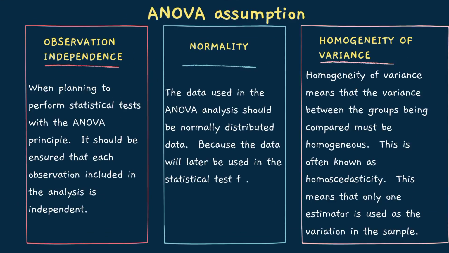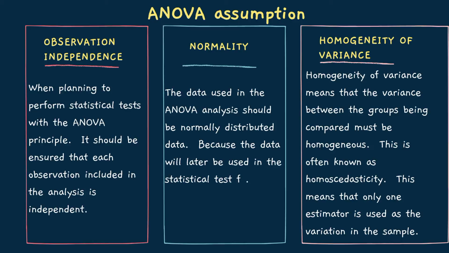This is the ANOVA assumption. The first is observation independence. When planning to perform statistical tests with the ANOVA principle, it should be ensured that each observation included in the analysis is independent. The second is normality. The data used in the ANOVA analysis should be normally distributed, because the data will later be used in the statistical F test.